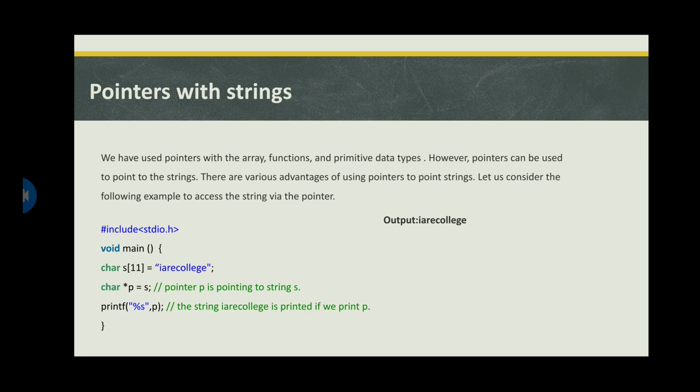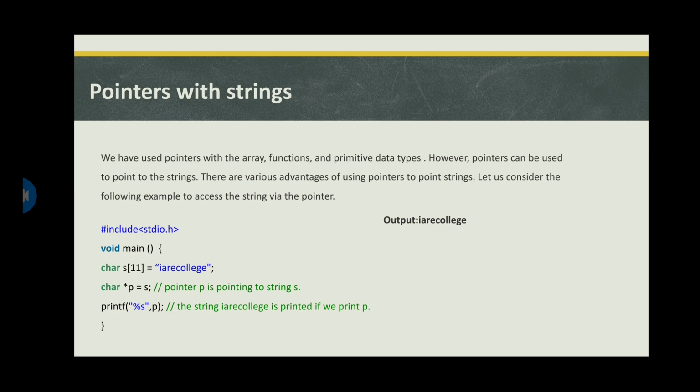Now let us look at pointers in strings. We know pointers basically refer to the address of the memory location of a particular data type or a variable name which is stored in the stack or heap memory. I don't think pointers are in Java, but in C we have pointers. Pointers basically refer to the address of a particular memory location of a particular variable.